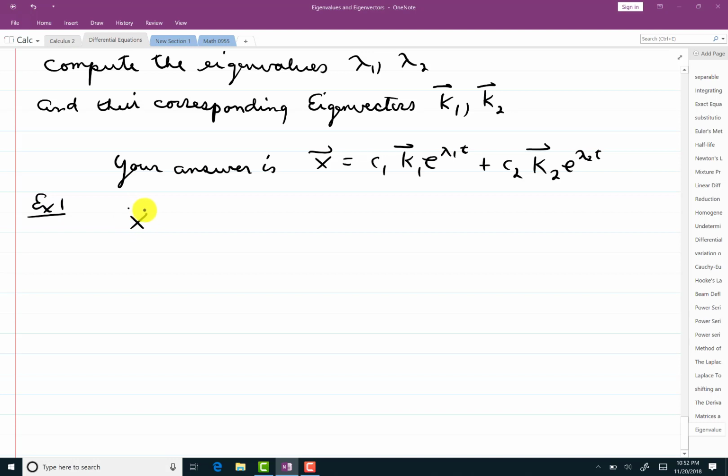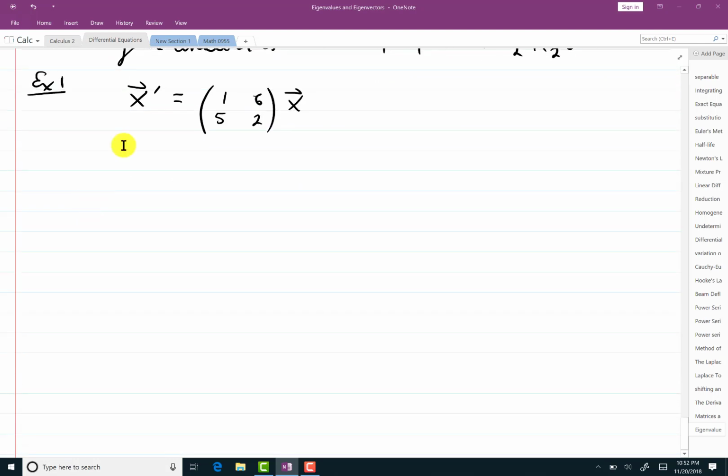Let's say we want to solve the following system. We have x' = [1, 6; 5, 2] x. So our game plan is to figure out the eigenvalues and the eigenvectors. Once we do that, we'll be able to have a solution to this thing. So for the most part, you compute these without actually doing anything else. I'll show you. Let's start with the eigenvalues.